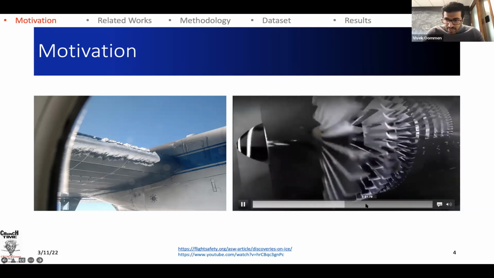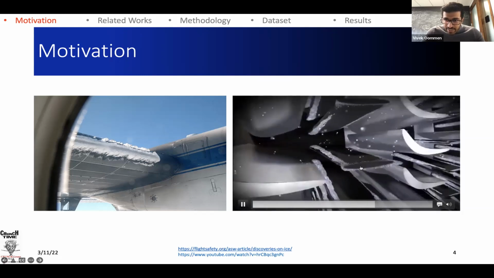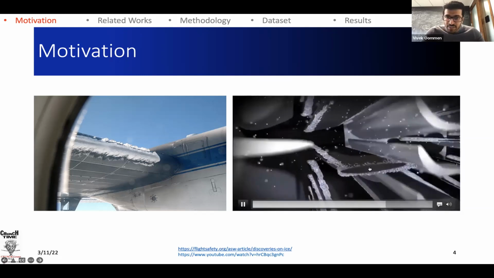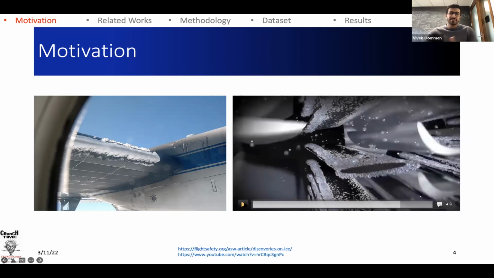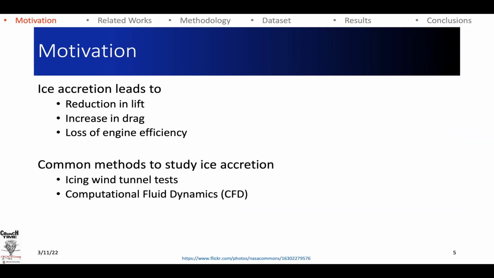If you see here, due to ice accretion, the profile of the various components, which are specifically designed for maximizing lift or minimizing drag, has been drastically changed. So this has a great impact. This is why researchers have started studying this.